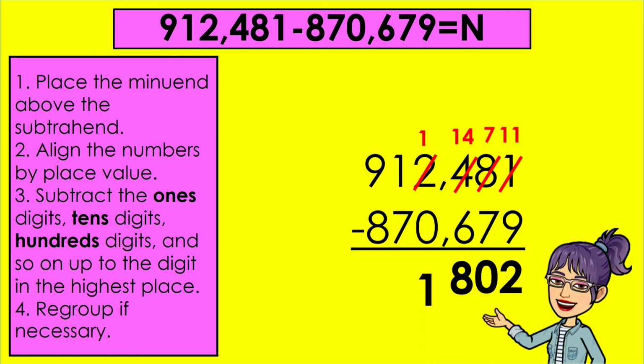Now let us have the 10,000th digits. So we have 1 and 7. We cannot subtract 7 from 1. So 1 will now borrow 10 from 9. That would make 1 as 11. And then 9 will become 8. So 11 minus 7 is 4. And then 8 minus 8 is 0. We will no longer write 0 since it is in the highest place.